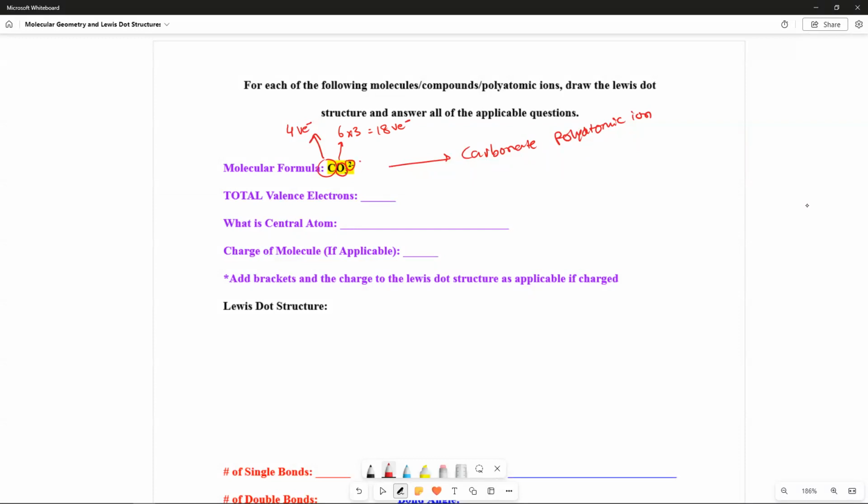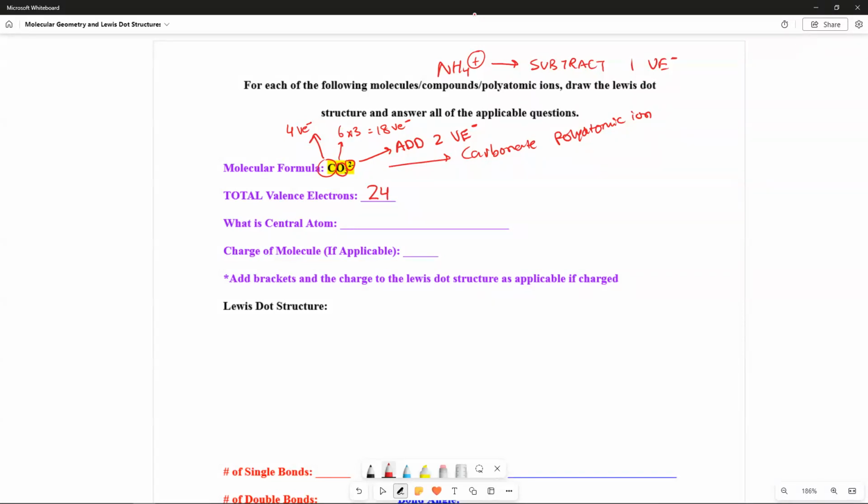And this 2- tells us that we have to add 2 valences. Now, if it was something like NH4+, where it has a plus as the charge, this means to subtract 1 valence electron. And since it's negative 2, we're going to add 2 valences. 4 plus 2 is 6, plus 18 is 24 valence electrons.